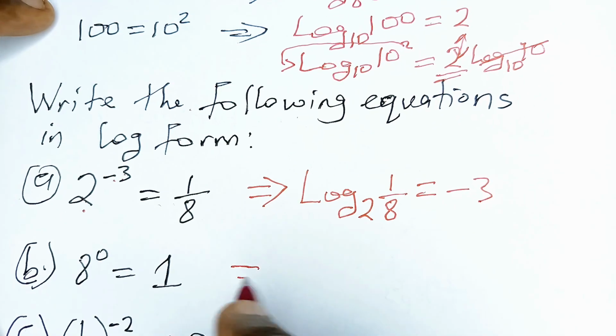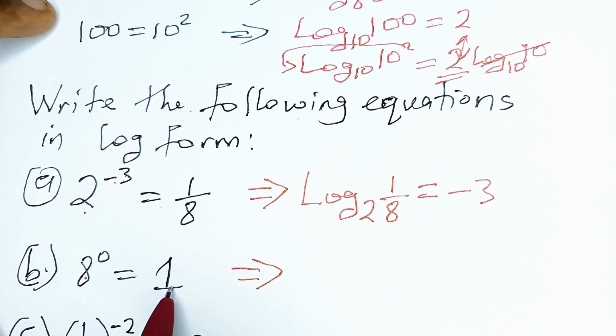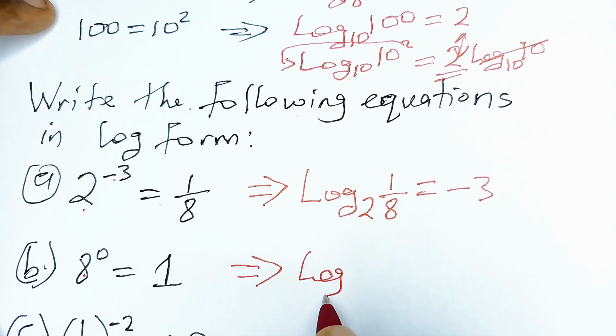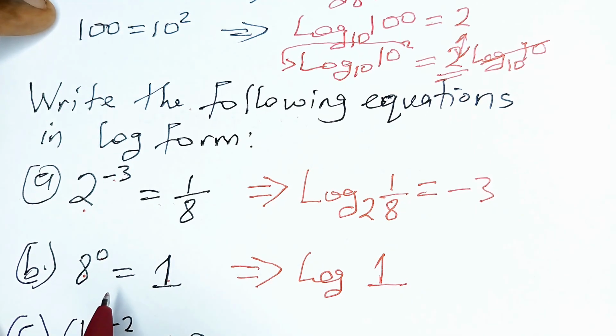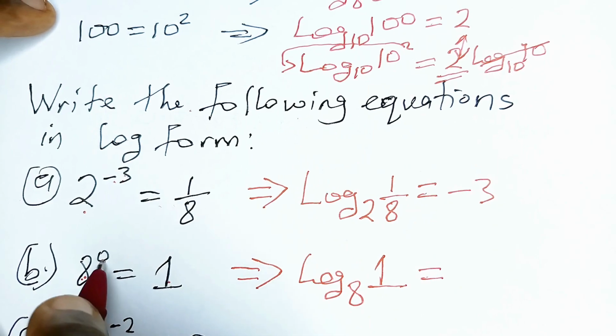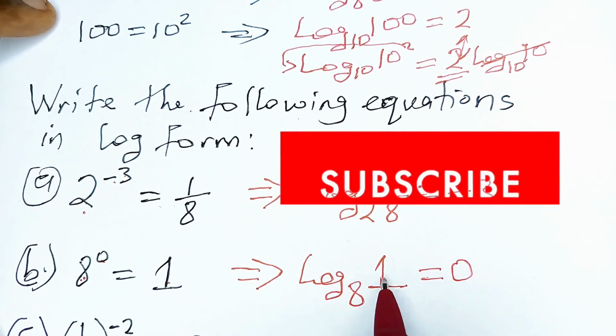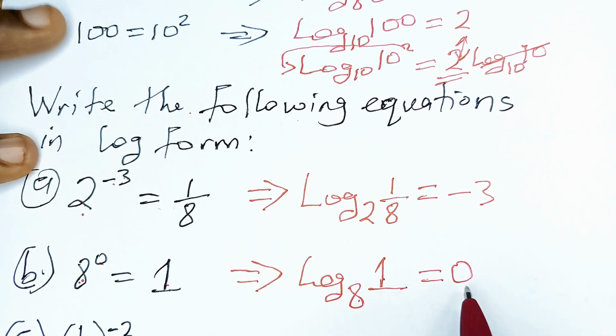Let's look at another example. This is a base, this is a power, and this is our number. So you can say log of this number, which is 1, to a base of 8 must give us 0. It means log of a number to any base, log of 1 to any base will give us 0. So it goes here also.